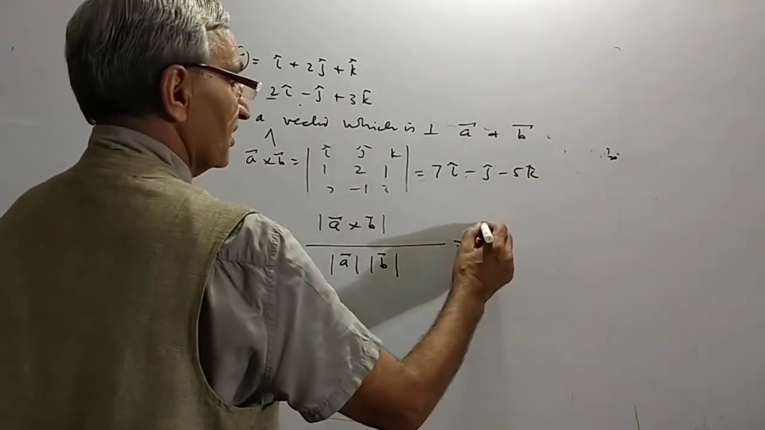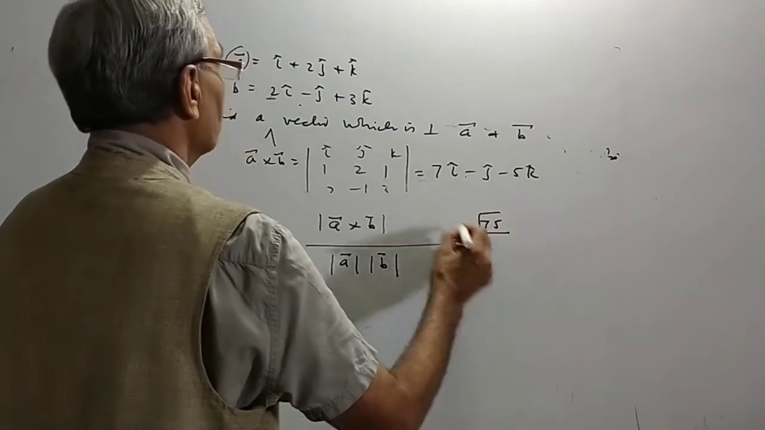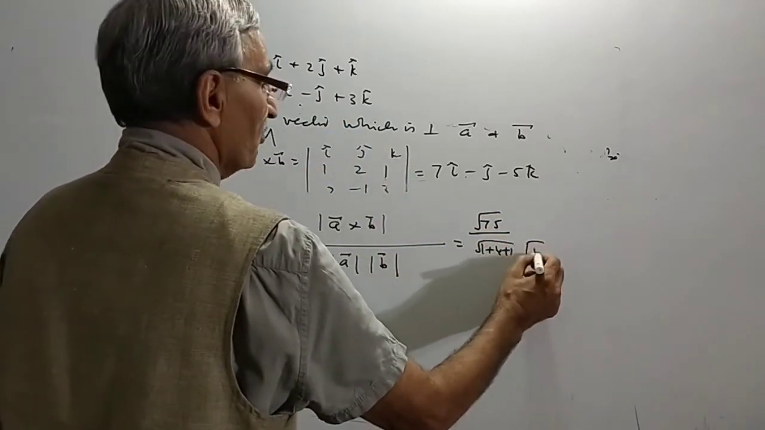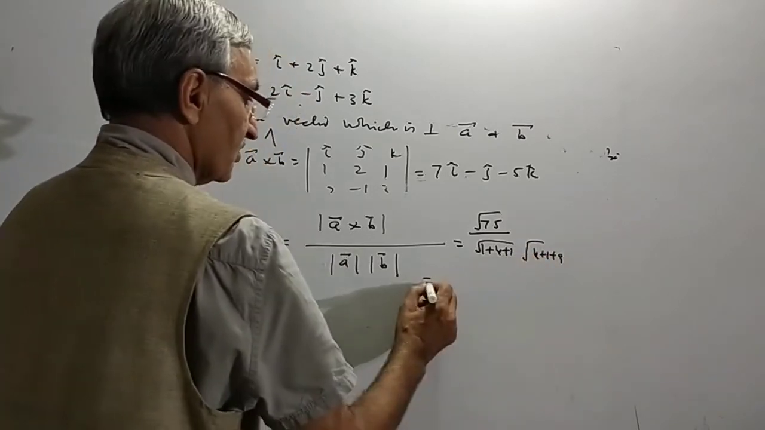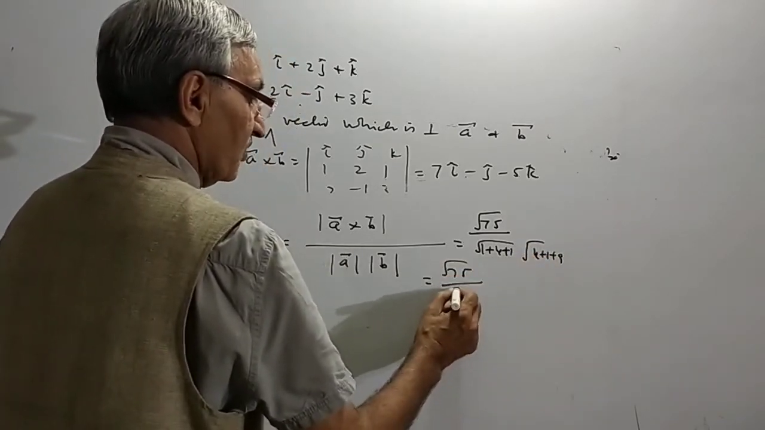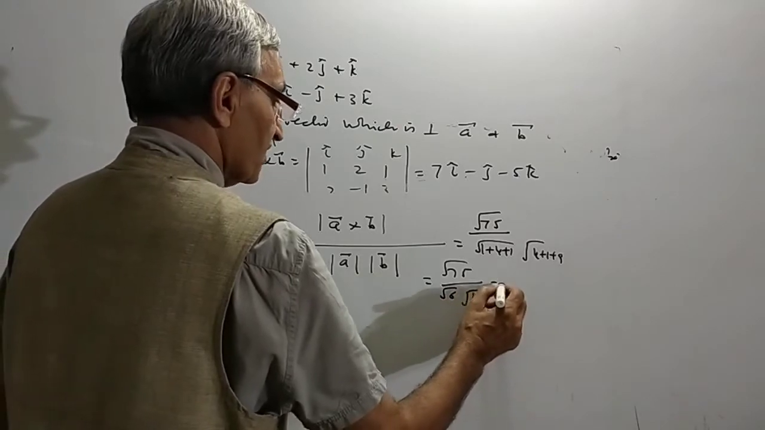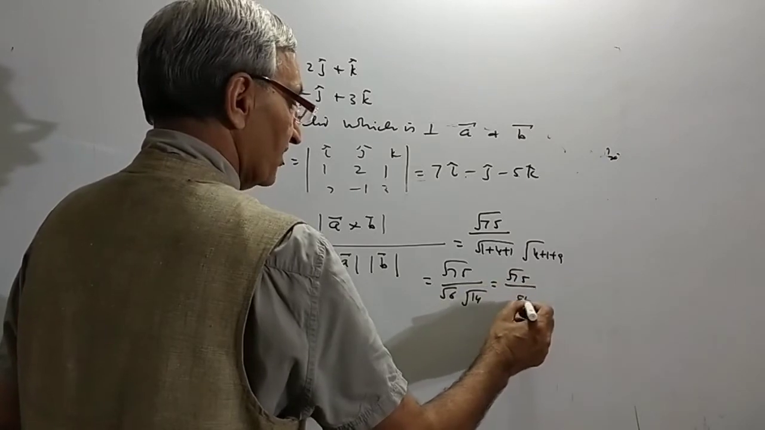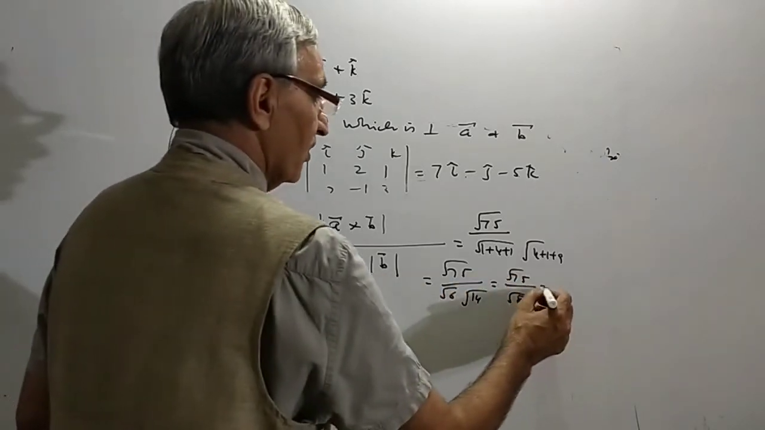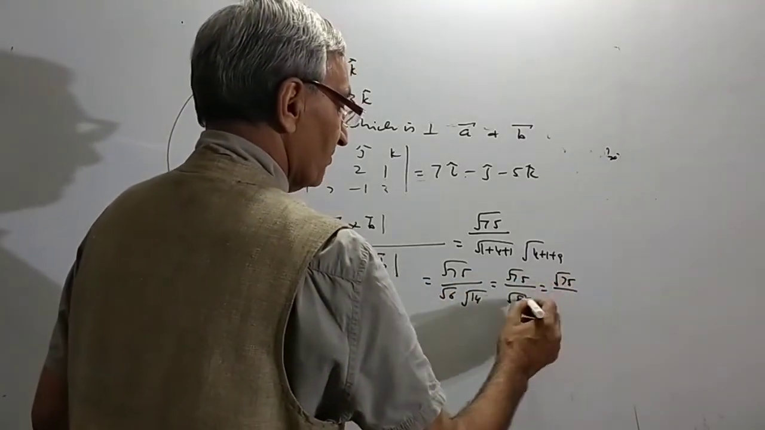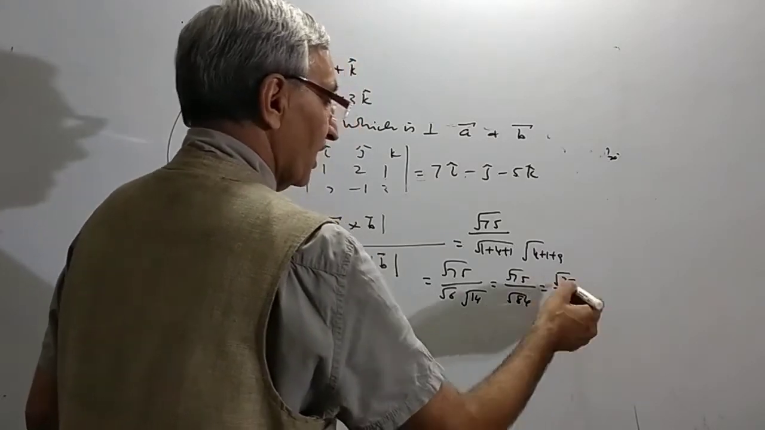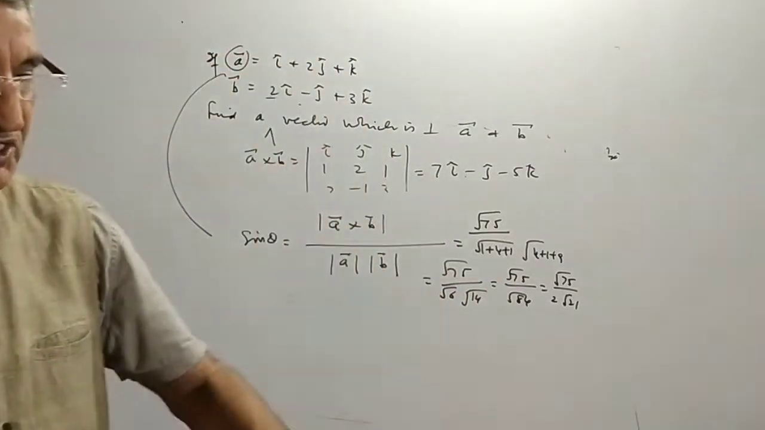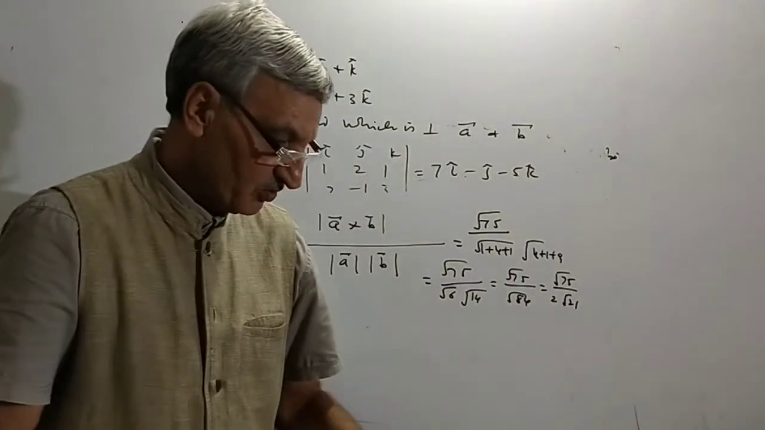So the dot product is 4 plus 9 plus 75 under root, divided by the magnitude of A, which is under root of 1 plus 4 plus 1, and the magnitude of B, under root of 4 plus 1 plus 9. This is equal to 75 under root 84. So this is how you find the angle, the sine theta, between the two vectors.